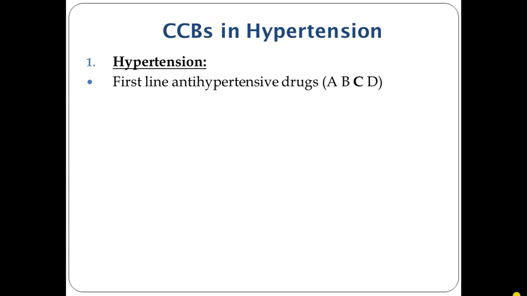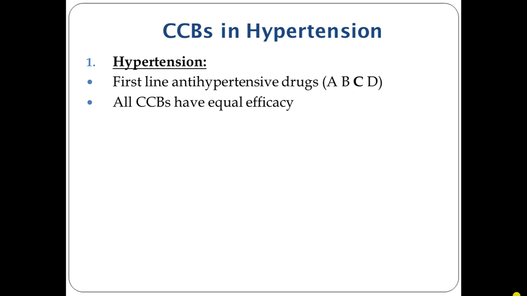Calcium channel blockers are among the first line antihypertensive drugs for the management of hypertension. ABCD stands for ACE inhibitors, beta blockers, calcium channel blockers and diuretics. These are the four first line drugs for hypertension, of which A stands for ACE inhibitors and angiotensin receptor blockers, that we have discussed. B stands for beta blockers, that also we have discussed. C for the calcium channel blockers.